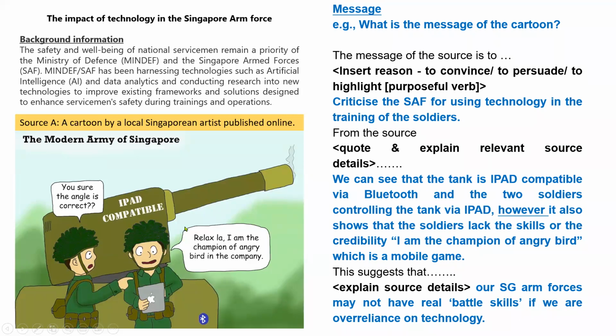Why? Because you look at what this soldier who's holding the iPad is saying. I'm the champion of Angry Birds. And we all know that Angry Birds started as a mobile game. So what does this suggest? It suggests that our Singapore Armed Forces may not have real battle skills because they're only battling using a mobile game. If we are too over-reliant on technology, it may not be the best, even though the background information does say that all this technology is to enhance servicemen's safety, because there are cases where our NS men get injured during training, during mock combat.